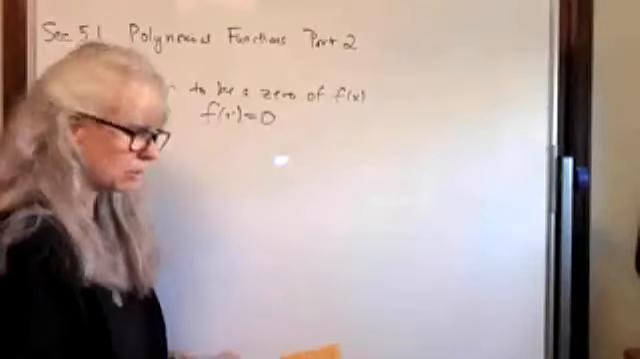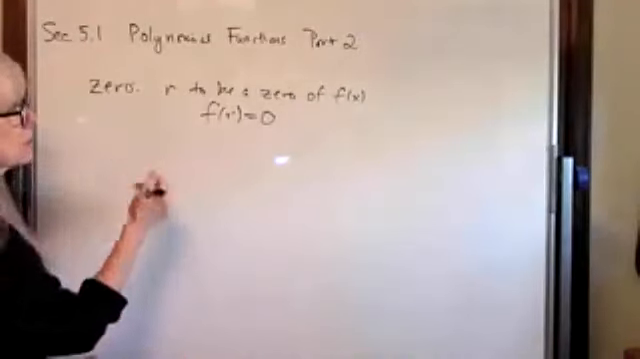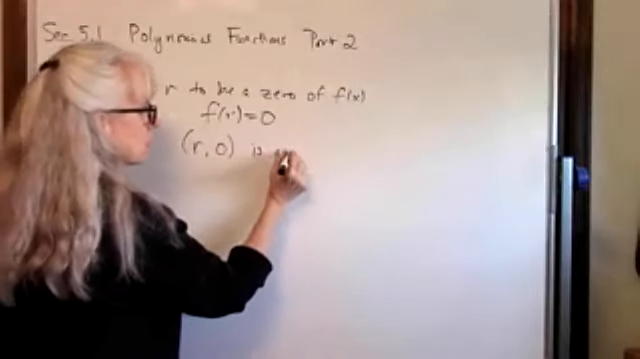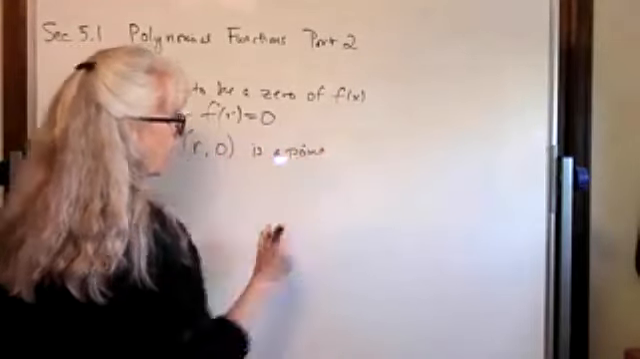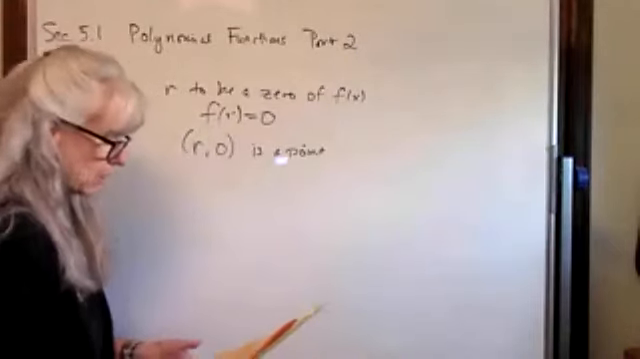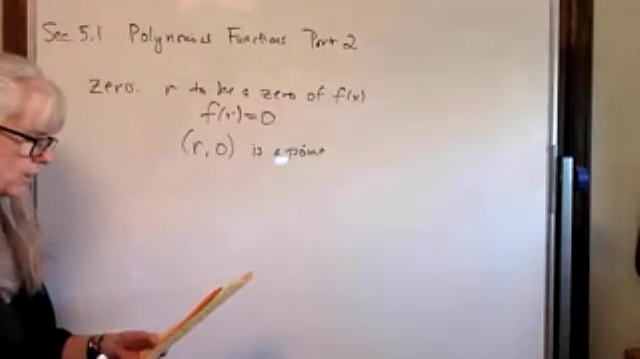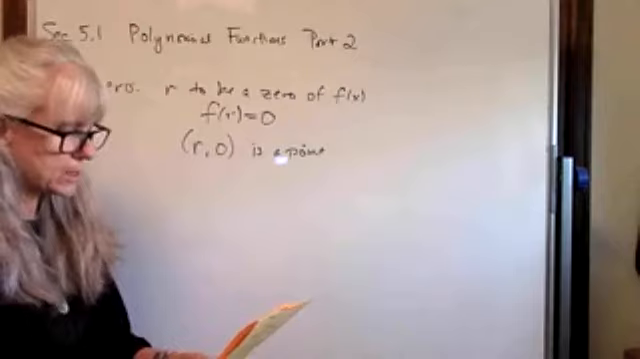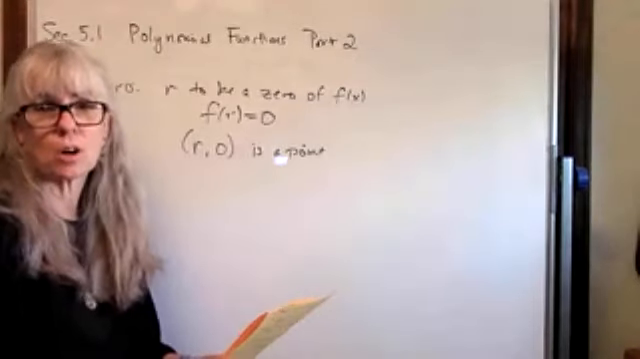Wait a minute, what is that really saying? Isn't that really saying that (r, 0) is a point on that graph? And if that's a point on the graph, that's an x-intercept, and we know what x-intercepts are. So the following statements are equivalent: r is a real zero of the polynomial function, and r is a solution of the equation when you set the function equal to 0.